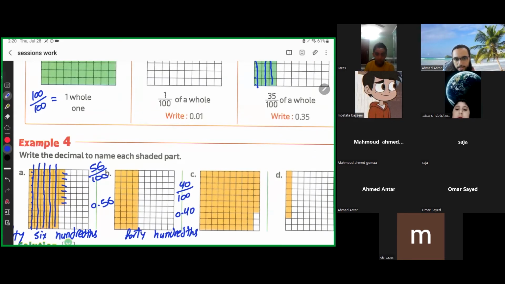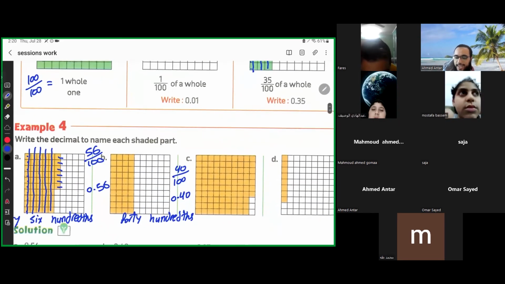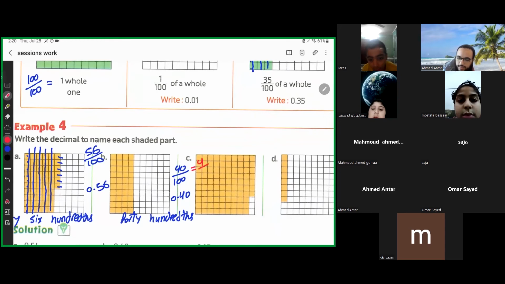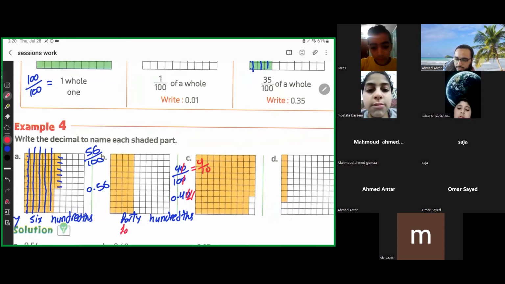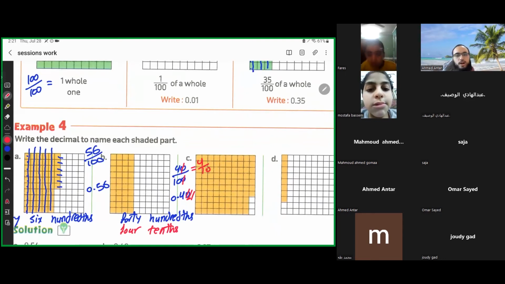Also you can write it as 4 over 10. Why? Because we can delete the 0 with the 0, and the 0 has no value because it's at the end, after the decimal point, to the right. So you can also write it as 4 tenths. So 4 tenths equals 40 hundredths. You got it? Yes. Tell me the next one.